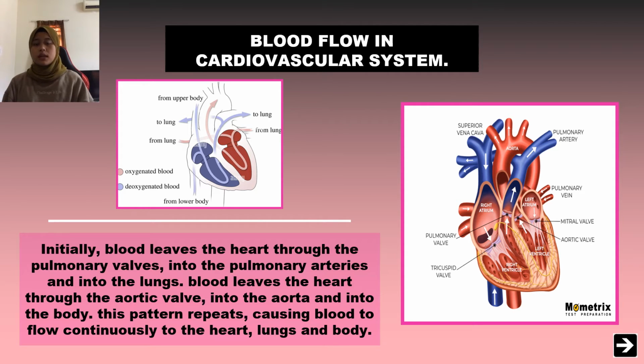So now I'm going to explain my part, which is blood flow in the cardiovascular system. Initially, blood leaves the heart through the pulmonary valves into the pulmonary arteries and into the lungs. Blood leaves the heart through the aortic valves into the aorta and into the body. This pattern is repeated, causing blood to flow continuously to the heart, lungs, and body.